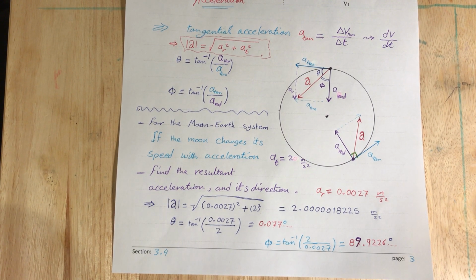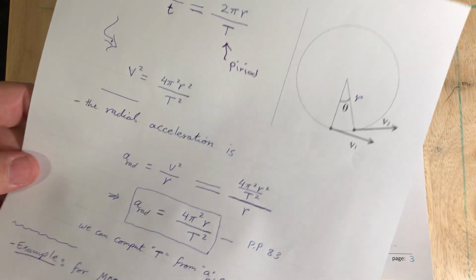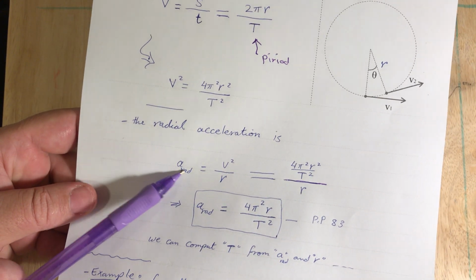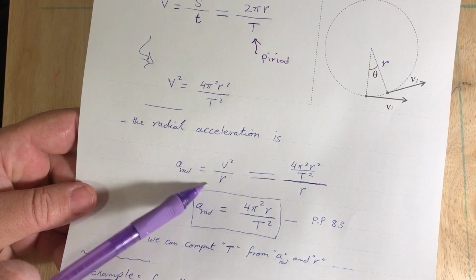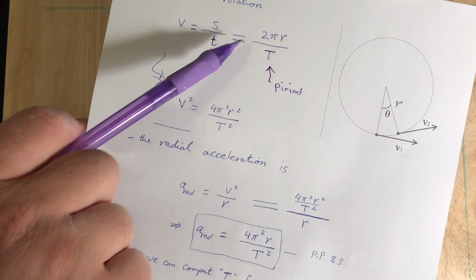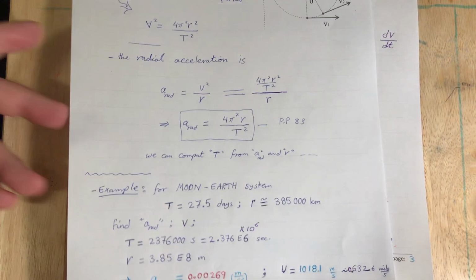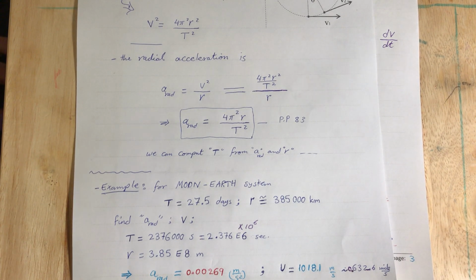We have the most important formulas. A radial is equal to V squared over R. Also the velocity, we can find it using 2 pi R over T. And we will solve other examples. Thank you.